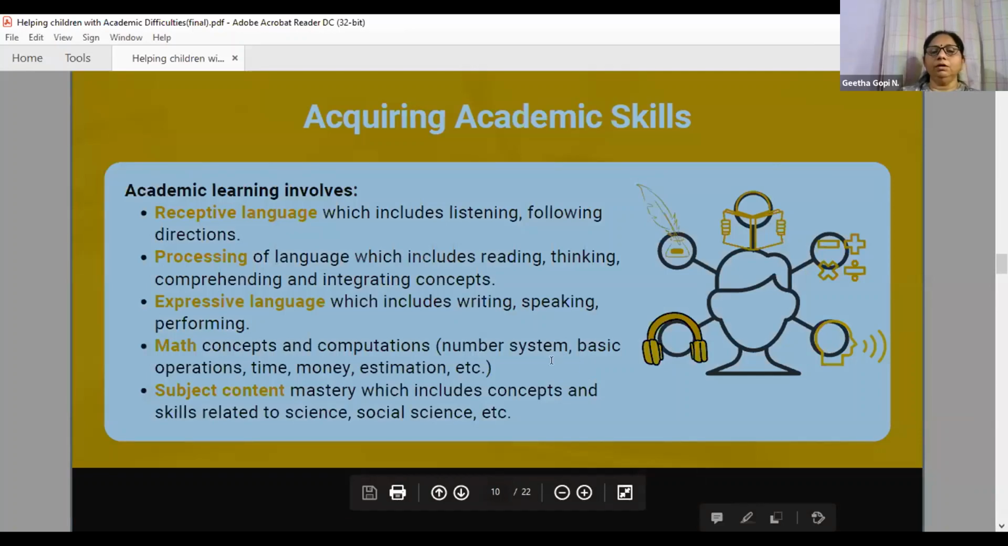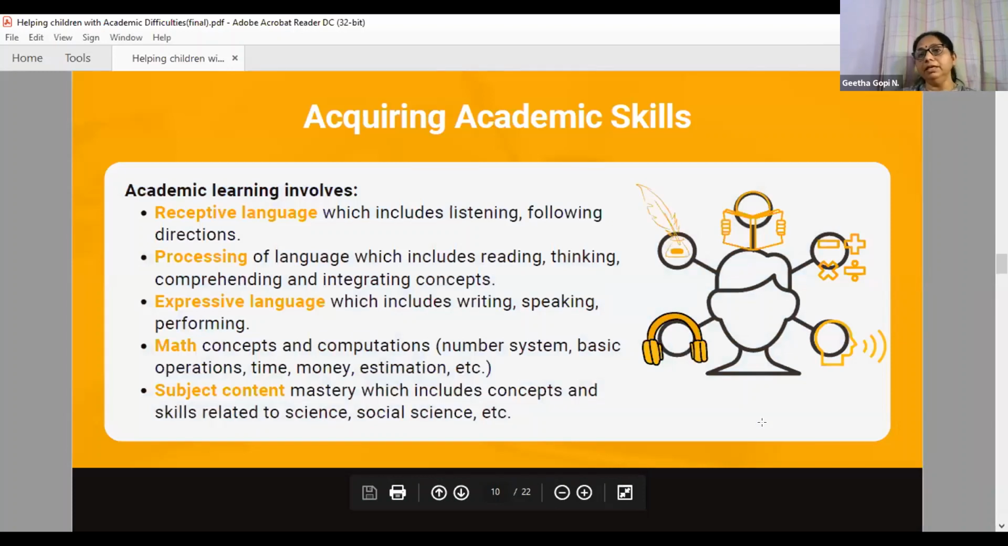Academic learning involves certain key areas, one of which is receptive language. That is being able to listen, to comprehend, to understand what is being taught, to follow directions and respond accordingly. So receptive language skills are very important for any kind of academic learning to take place.